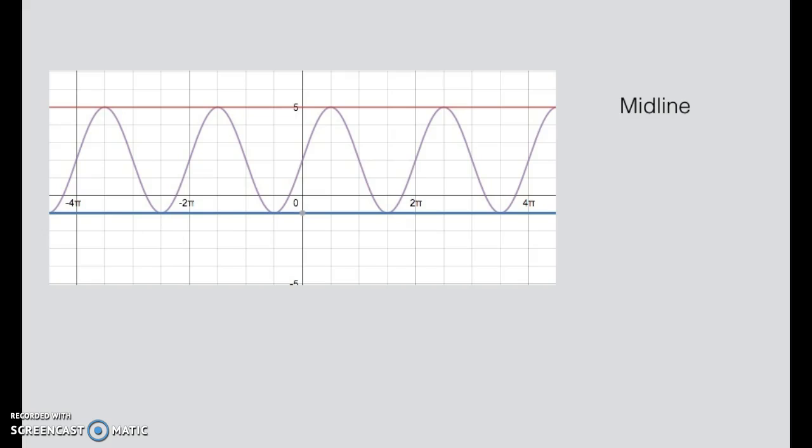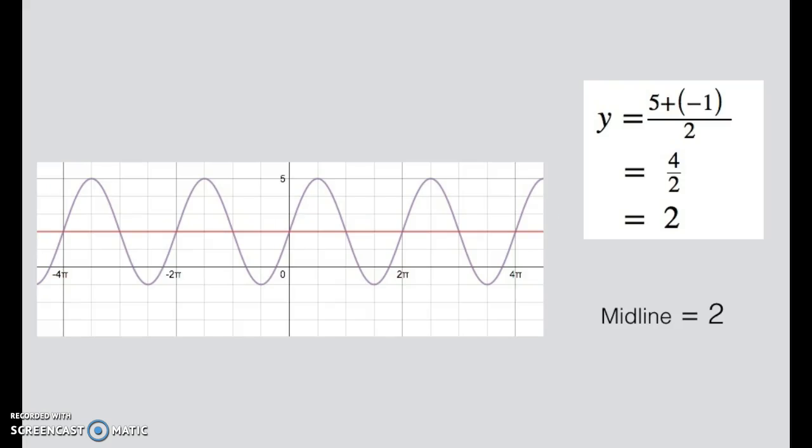We could average it by using the formula y equals (5 plus -1) over 2, which is basically just finding the mean. Well, this equals 2, because 5 plus -1 equals 4, over 2 equals 2. So the midline equals 2. So if we graph the line y equals 2, we see that the midline is here. This is a line where half of the function is below and half is above.